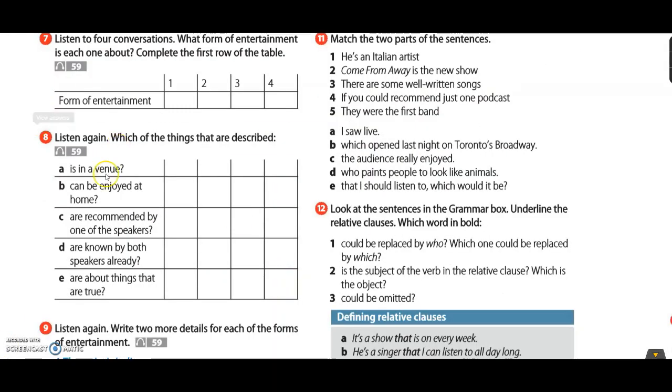Okay guys, now let's go to exercise number 8. The instructions mention that we listen again to the audio. Which of these things are described? Let's listen again to the audio.